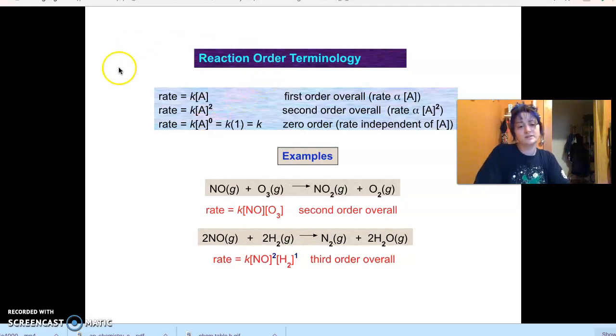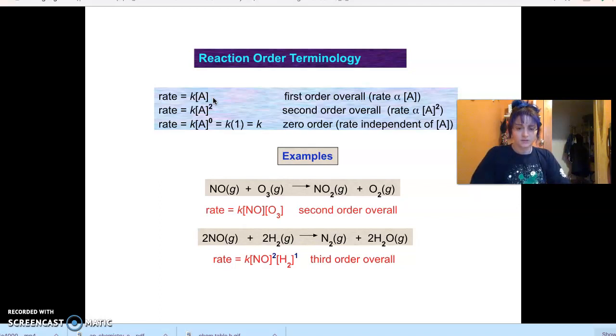As you can see here, these are general equations and how they generally look. For zero order reactions, generally it's just rate equals k times the original concentration raised to the 0 power. As we know, anything raised to the 0 power is equal to 1, so rate really is equal to k. For a first order reaction, rate is equal to k times the concentration of a reactant raised to the first power. And for a second order overall reaction, you have those concentrations raised to a sum of the exponent of 2.